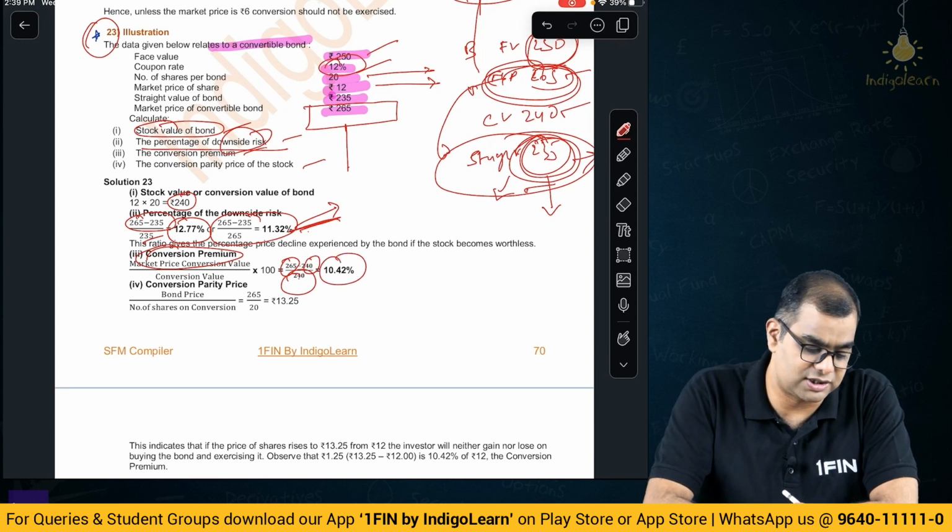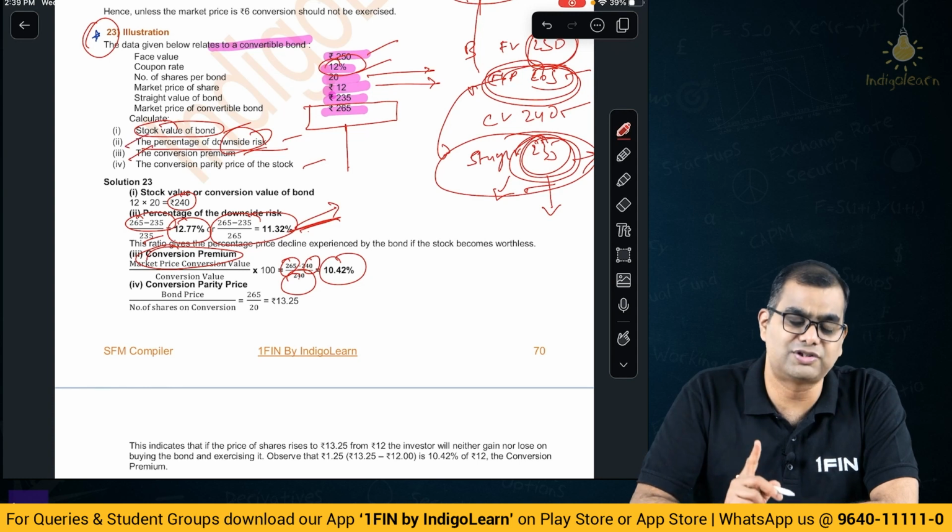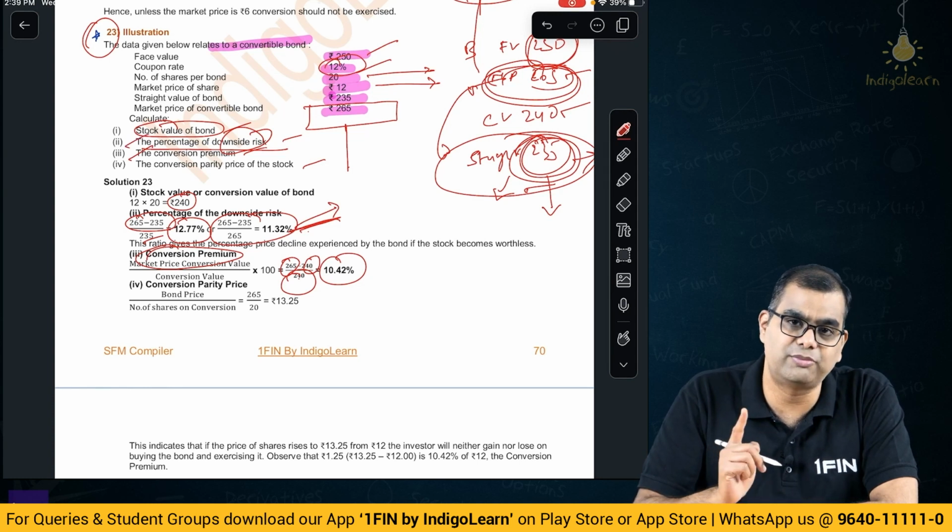So, this is the second concept that you have to learn. What is the conversion premium? The first one is, what is the percentage of downside risk, which is computed from the straight value.